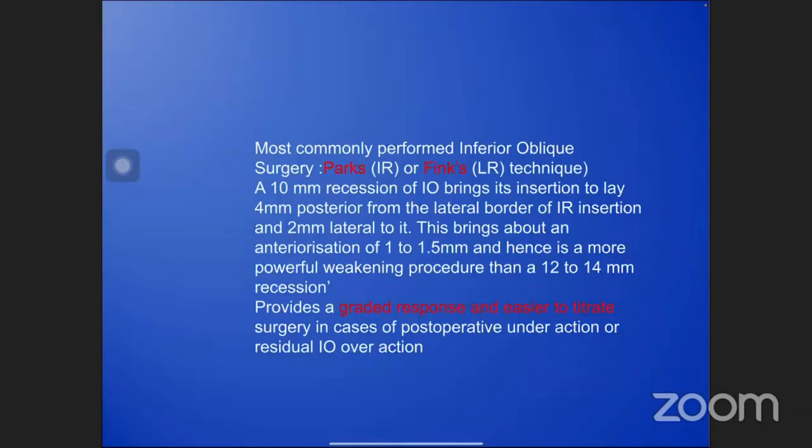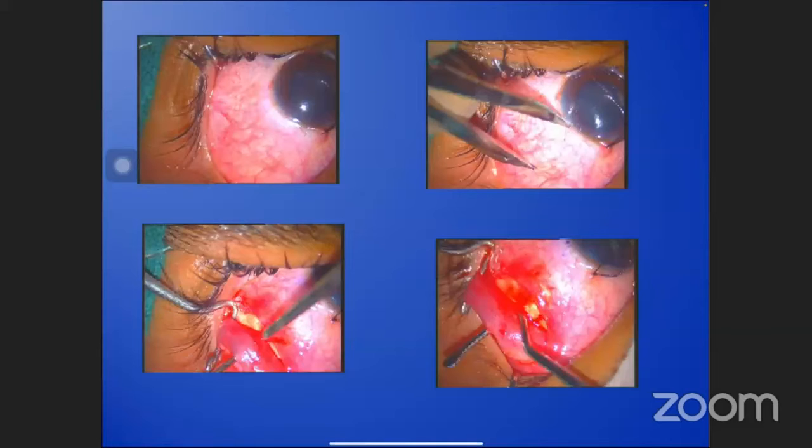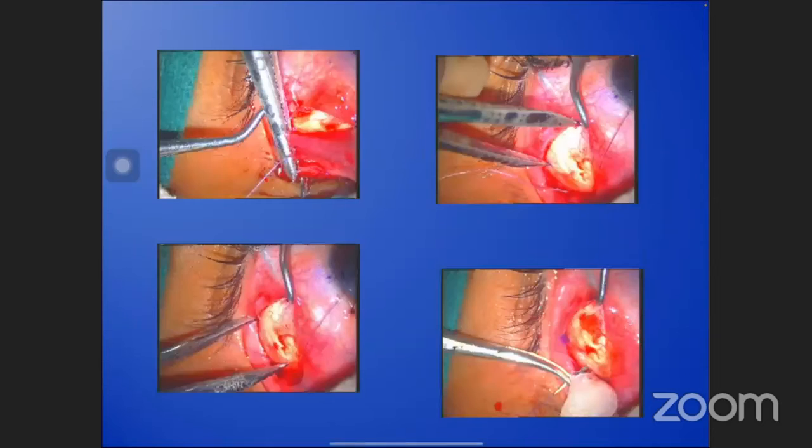As already described by Dr. Savlin and Dr. Pandey sir, the Parkes procedure and Fink's procedure are the commonly performed recession techniques for inferior oblique. This is the surgical technique of inferior oblique recession.